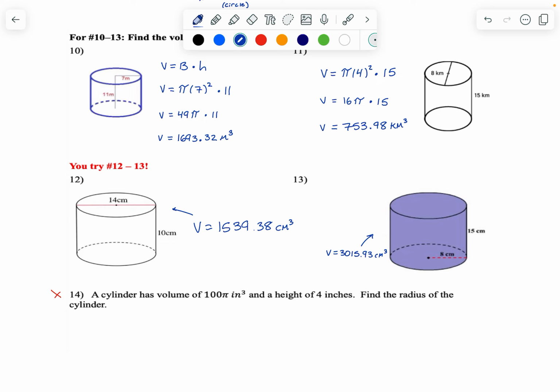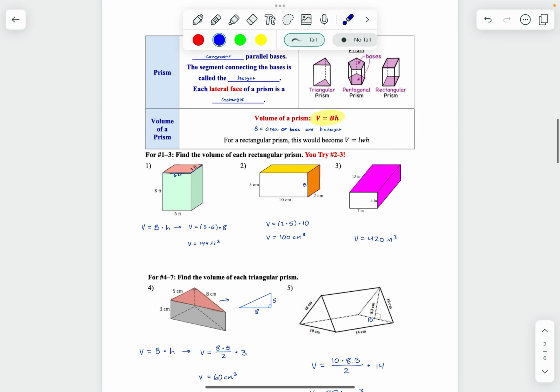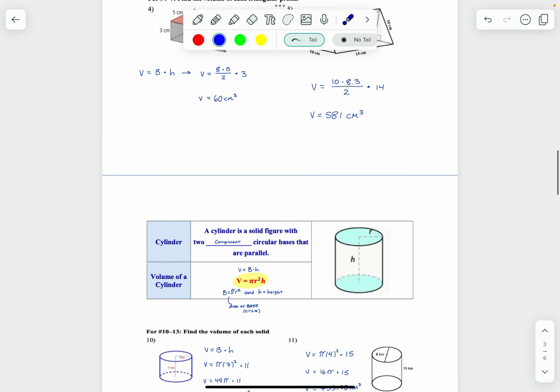Don't worry about problem 14. It's a word problem. We're going to look at more word problems next class. So that's how we find prisms and cylinders. The volume for both is area of the base times the height. Finding the area of the base is what's going to be different about each of these problems.